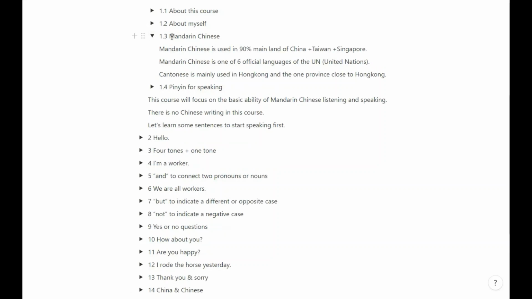1.3 is about Mandarin Chinese. Mandarin Chinese is used in 90% of the mainland of China, plus Taiwan and Singapore. Mandarin Chinese is one of six official languages of the United Nations. Cantonese is mainly used in Hong Kong and the Guangdong province close to Hong Kong only.